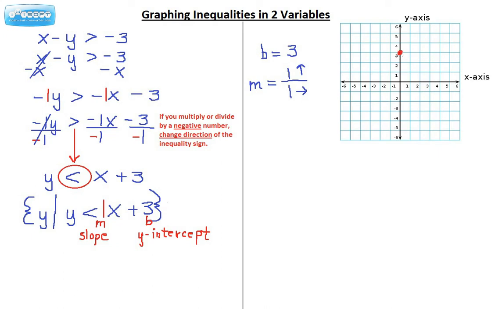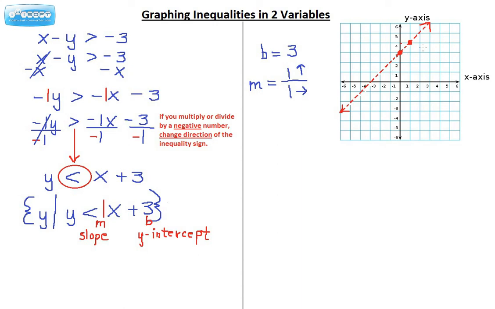We make a point at 3. Then we go up 1 and right 1 and make a second point where we stop. Now we're ready to draw a line through these 2 points. Because our inequality is less than and it doesn't have the equal, our line will be a broken line.